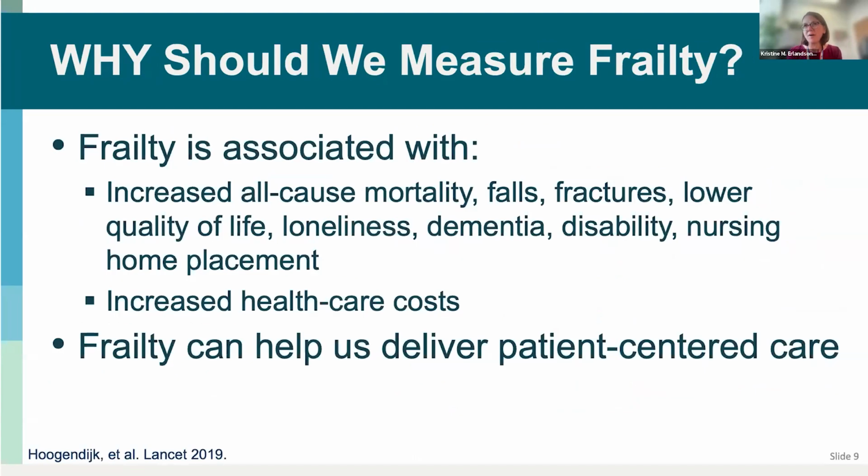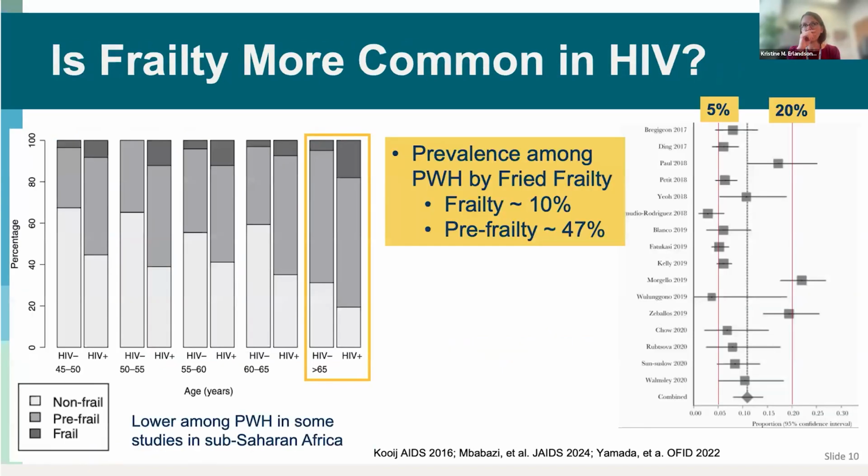So why do we care about frailty and why should we measure it? Well, we know that frailty is associated with many different poor outcomes, including increased morbidity and mortality, increased risk of falls, fractures, lower quality of life, loneliness, dementia, and so on. Frailty also can drastically increase healthcare costs, but most importantly, it can help us think about how we're delivering patient-centered care. So I'll come back to that a little bit more in the subsequent slides.